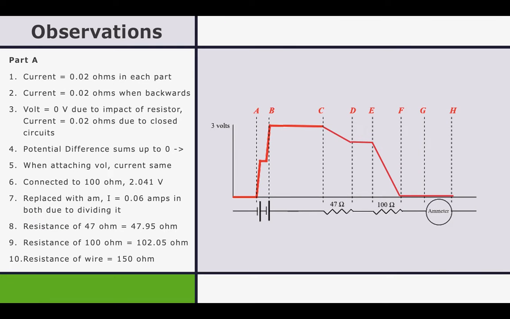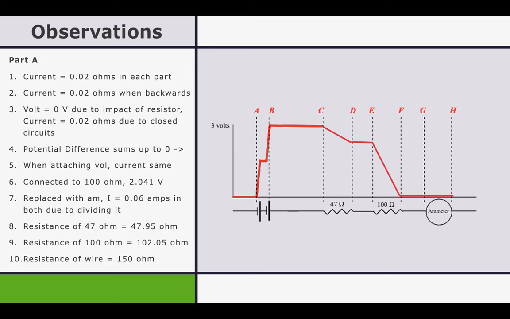So our observations from the first part are that the current in the first ammeter and the second ammeter is both 0.02, as well as when we turn it around, it is still 0.02. The voltage of the circuit is 0 volts due to the impact of the resistor when we take out the ammeter and we close the circuit, but the current is still 0.02.